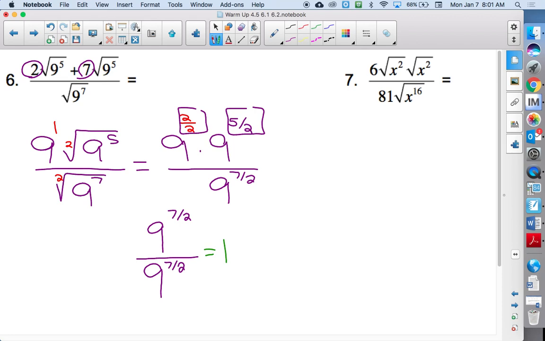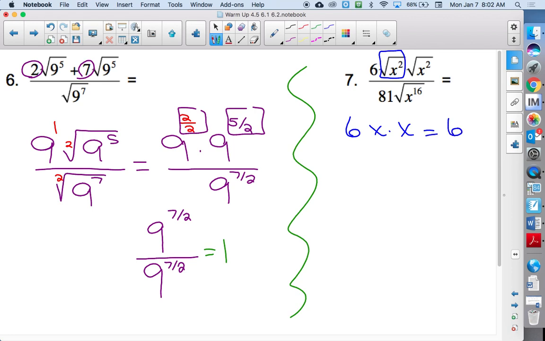All right, so the last one up here. We have 6 and then the square root of x squared times the square root of x squared, divided by 81 and then the square root of x to the 16th. Kenzie Myers, what do you think? What I did first was the square root of x squared. So you got x from both of them. So I multiplied those to get 6x squared. And then I took the square root of x to the 16th, which is x to the 8th.